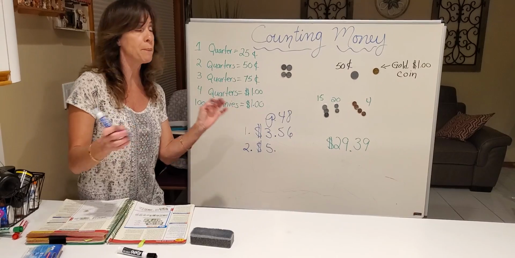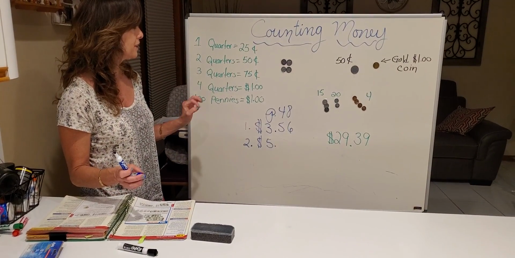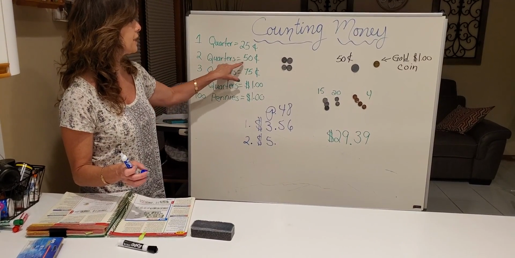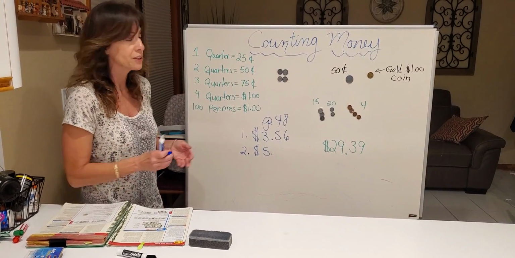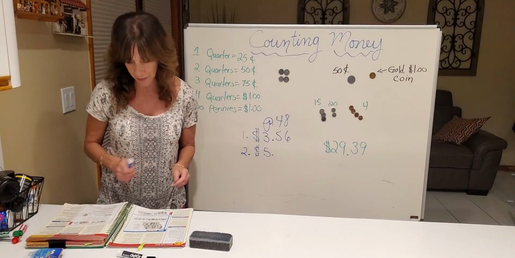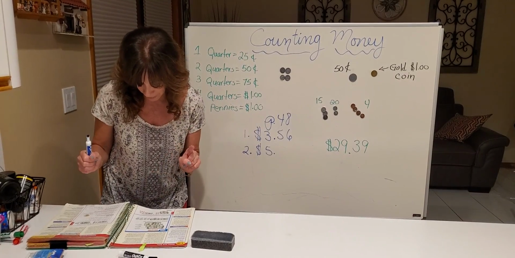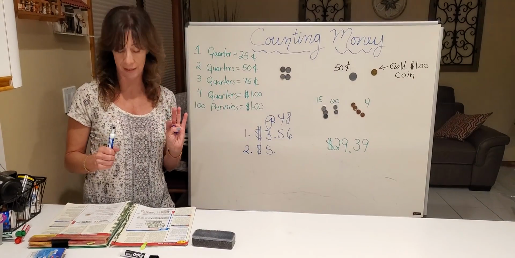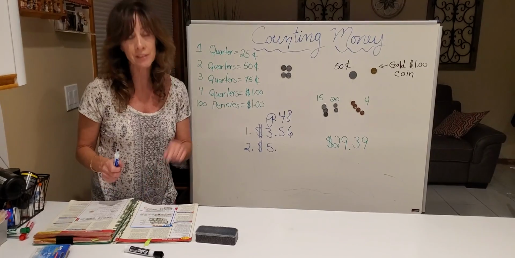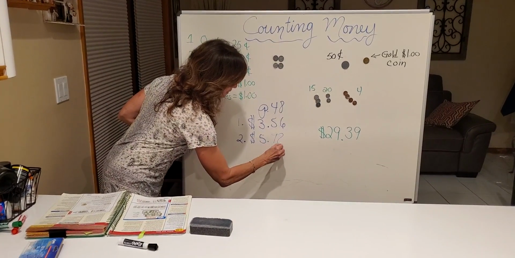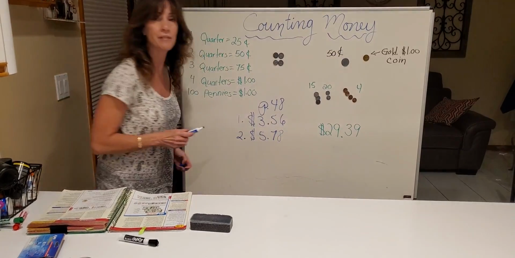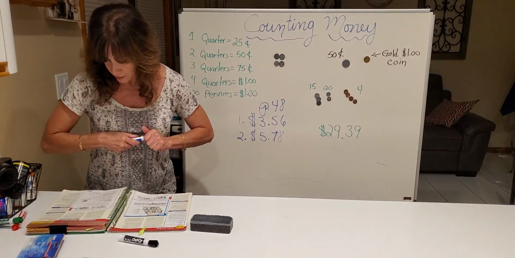So 50 plus 25, think about that. It's just like having 2 quarters plus 1 more quarter. It's the same thing as having 3 quarters. And that would be 75 cents. So we have 75 cents plus 3 pennies. So we have 75, 76, 77, 78 cents. We have $5.78. See, boys and girls, this is pretty easy.